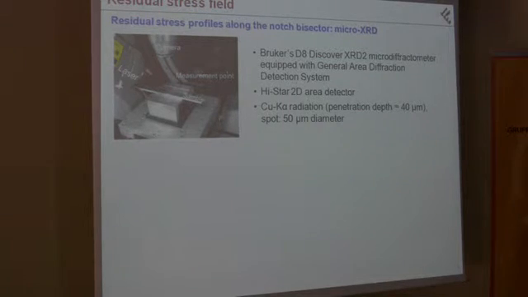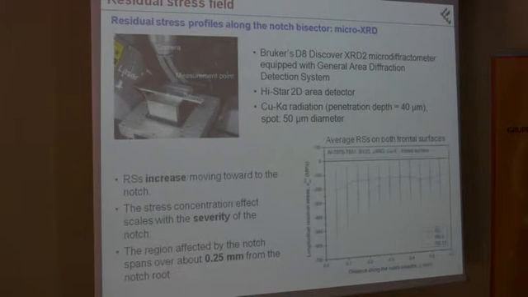a micro XRD diffractometric analysis, and with this analysis we can observe that the residual stress increases moving toward the notch, and as the notch severity increases, so does the stress concentration. So there is a stress concentration effect due to the geometrical details. The region that is affected by the notch geometry in this case is nearly 0.25 millimeters.